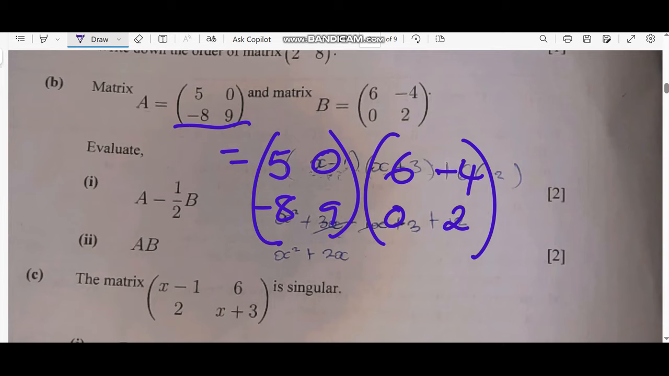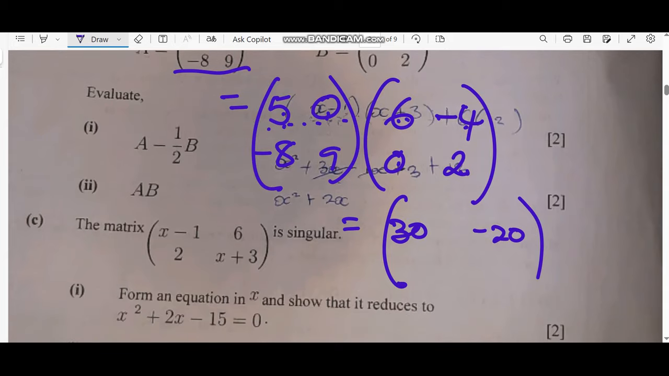So in multiplication, we use the rule of row by column, which means this row is going to multiply this column. So 5 times 6, we get 30. Plus 0 times 0, we get 0. Okay? So we have that answer. First row by second column again, 5 times minus 4, we get minus 20. Then 0 times 2, we get 0.